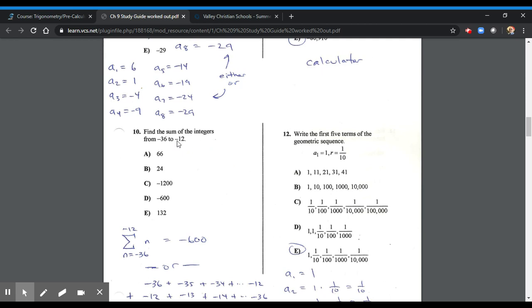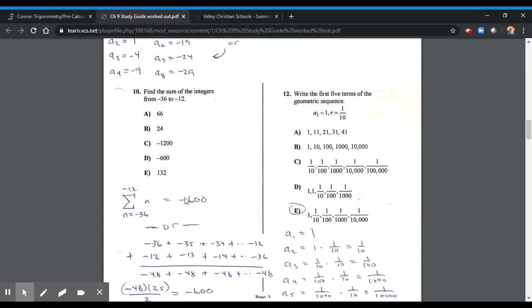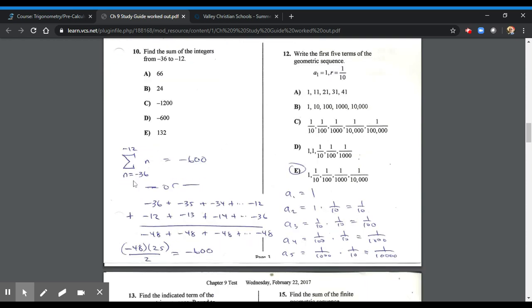All right, find the sum of the integers from negative 36 to negative 12. Now, there's a couple ways we could do this. I could, on my calculator, go from n equals negative 36 to negative 12 of n, just add them up, and it equals negative 600.